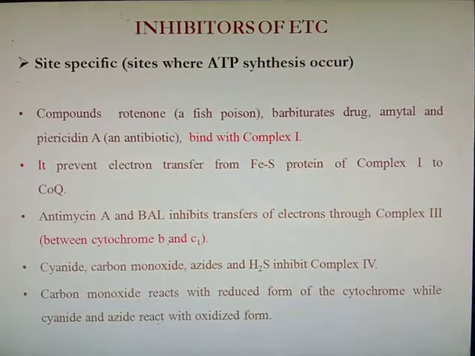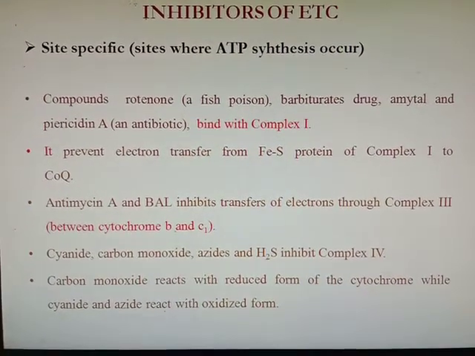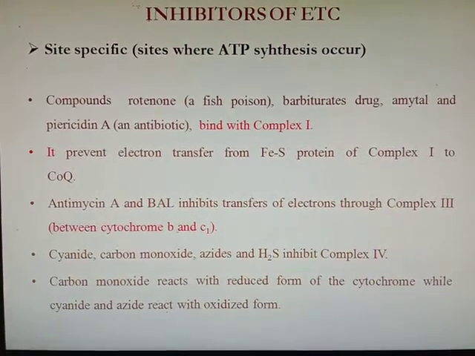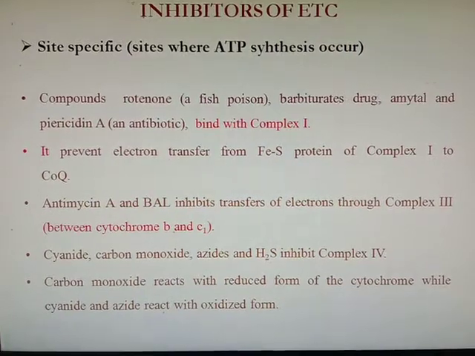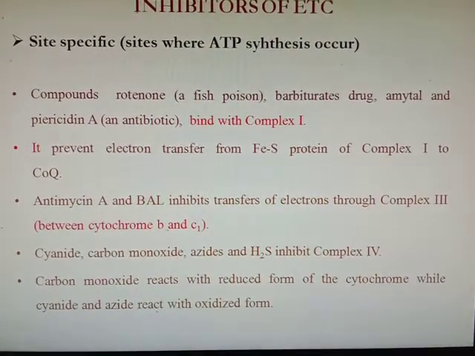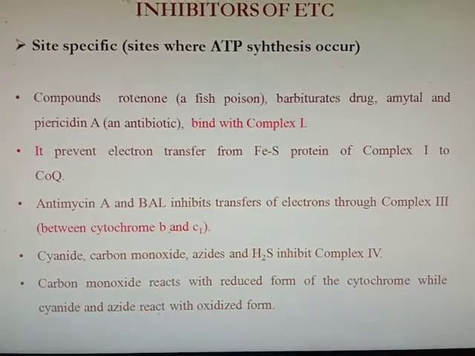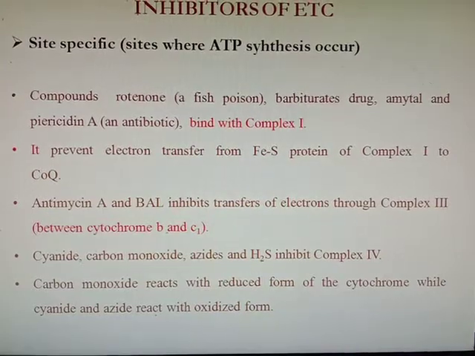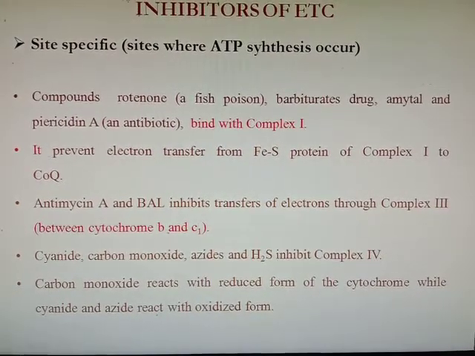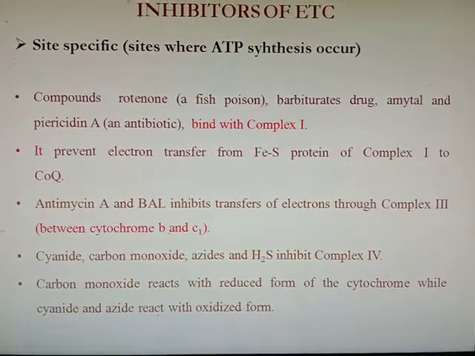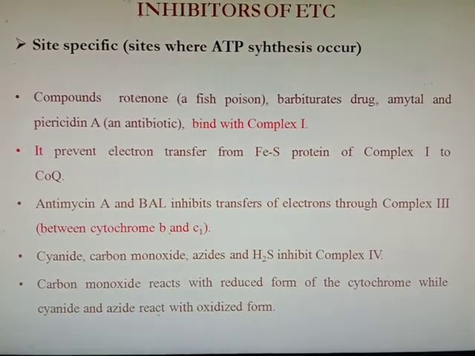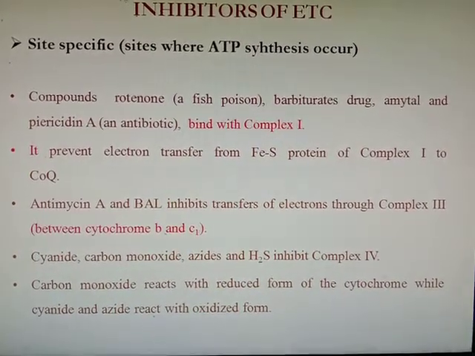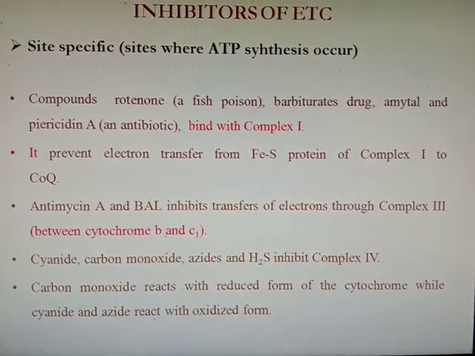Then inhibitors of the electron transport chain. These are site-specific inhibitors of where ATP synthesis occurs. The compound rotenone, which is present in fish poison, then barbiturate drugs, amytal and piericidin A, bind with complex 1. Okay, and it prevents the electron transfer from the iron sulfur protein of complex 1 to coenzyme Q, due to which the 4 protons which are moved into the intermembrane space will not be moved. It will inhibit that movement of protons.